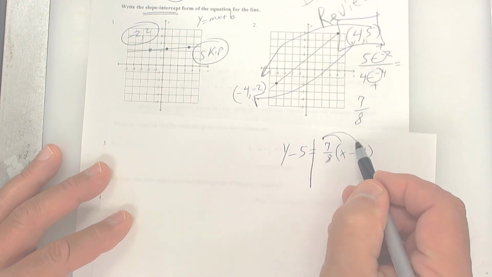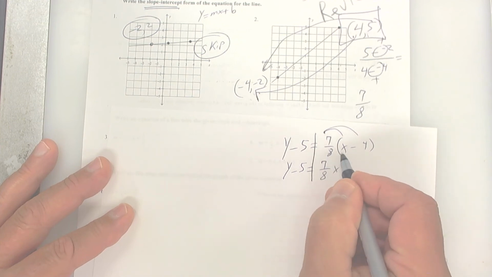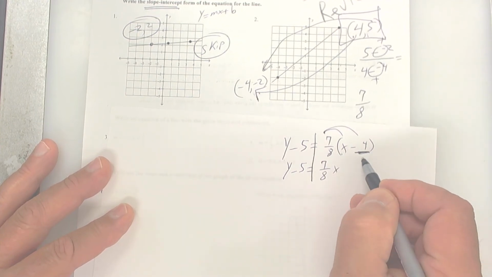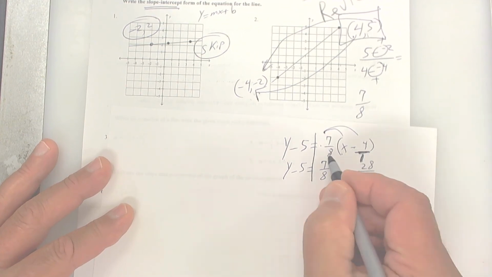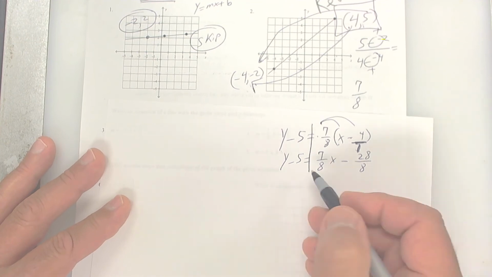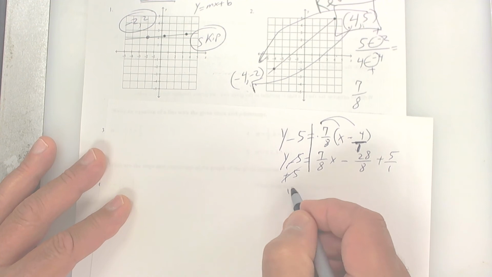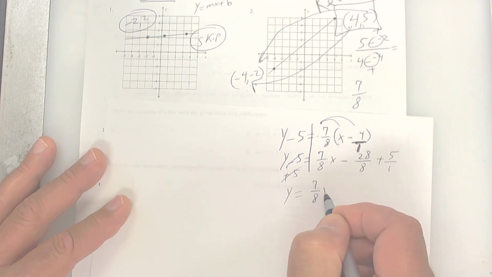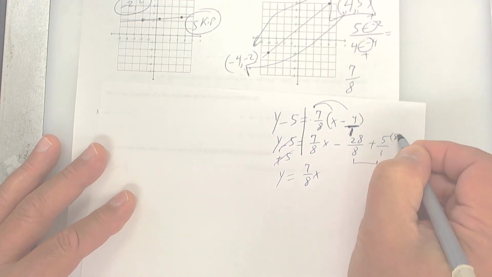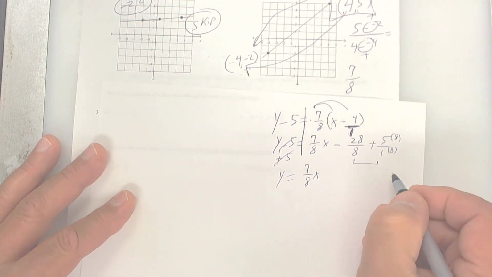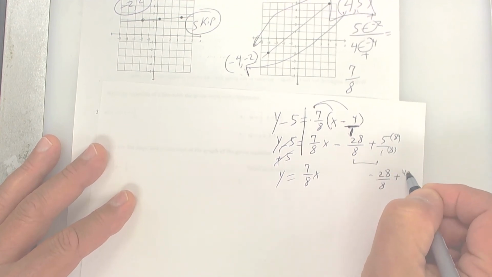So you're going to distribute, so you're going to get y minus 5 is equal to 7 over 8x. You have to use the trick and put a 1 under here. So a positive times a negative is a negative, so that's going to be 28 over 8. Okay? And then you're going to add 5 to both sides, put a 1 under here. We're almost done. It's a little sloppy because it's a fraction. Your least common denominator is 8, so multiply by 8 on this one. So you're going to get 28 over 8, a negative, and then a positive 40 over 8.